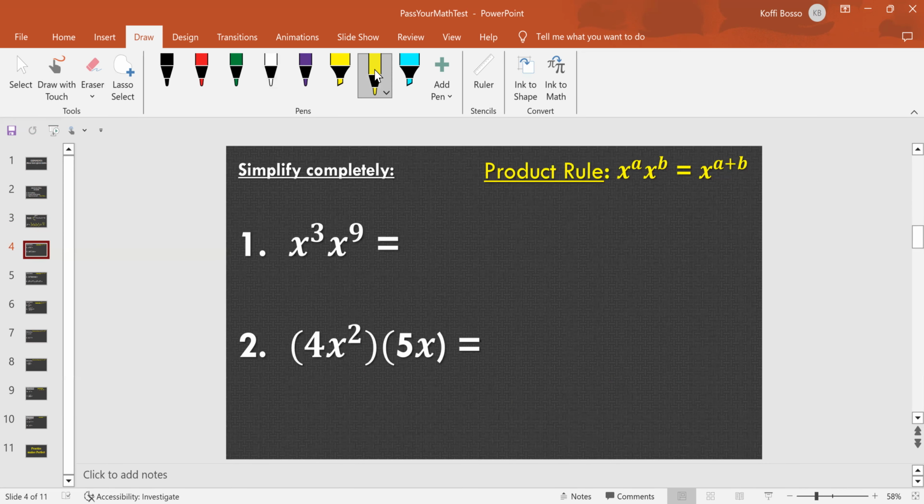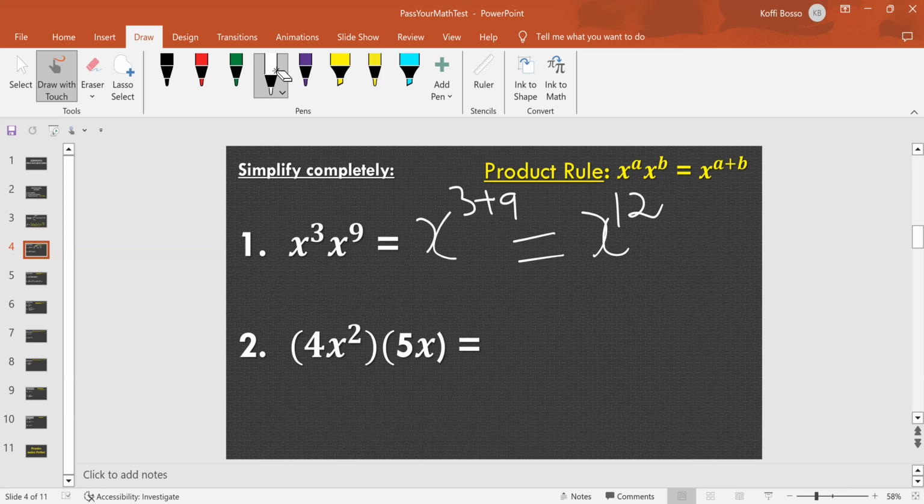Here we have question number 1, x to the third multiplied by x to the 9. You have to understand there are some rules, and for the first question we need the product rule. The product rule says, when you have the same base, so x represents the base, and you multiply these two exponents, you add the powers. Therefore, you have x to the third power plus 9, so you have x raised to the 12th power.